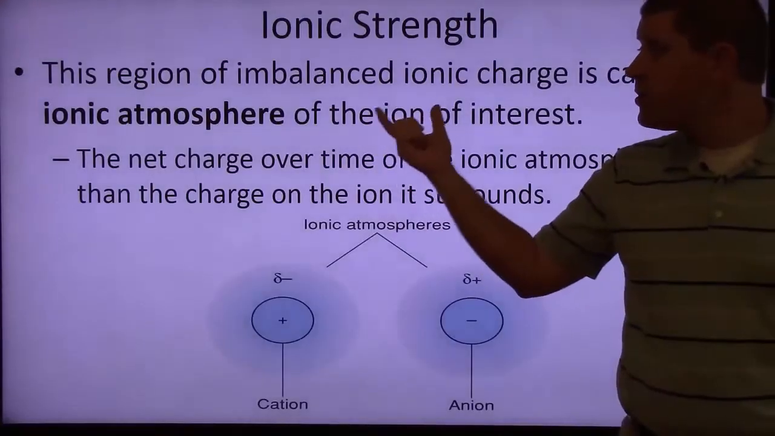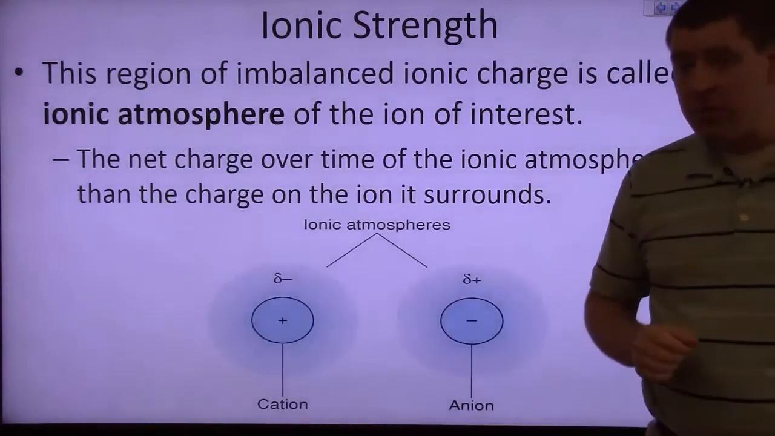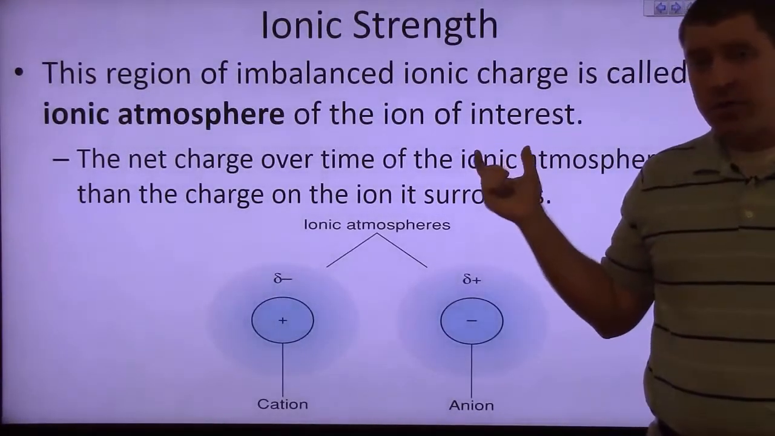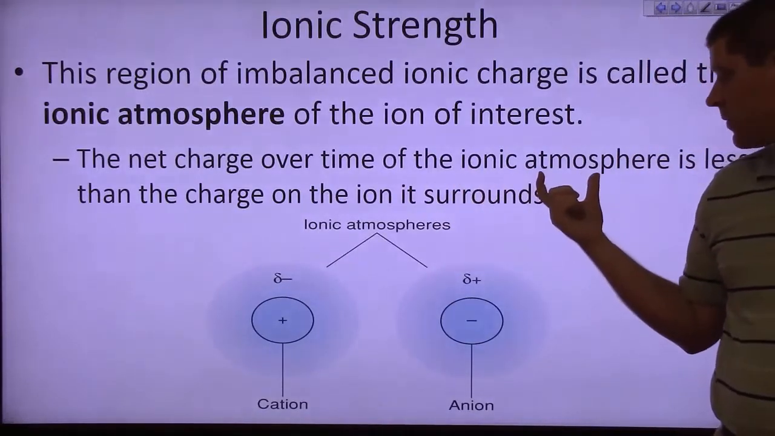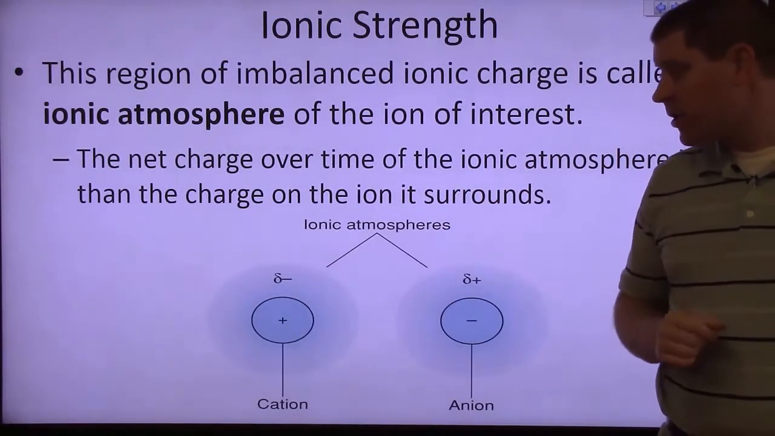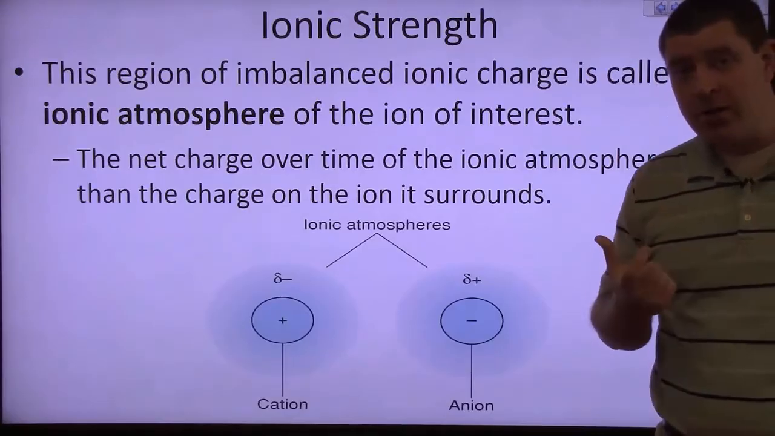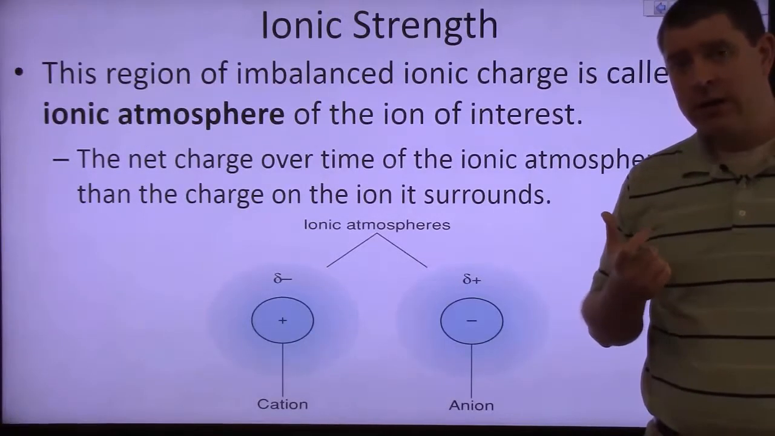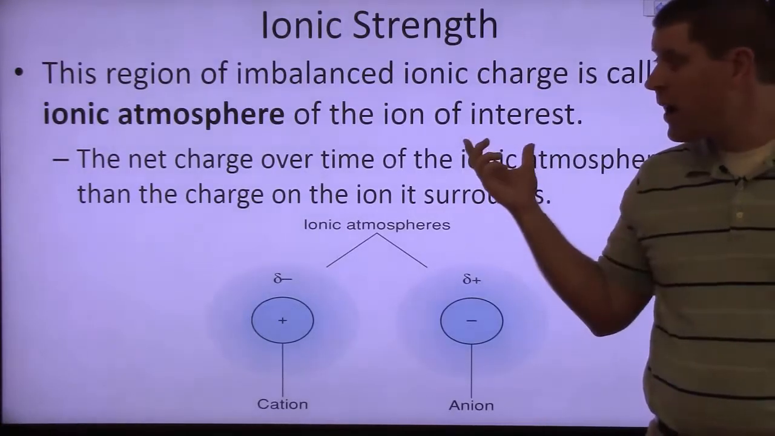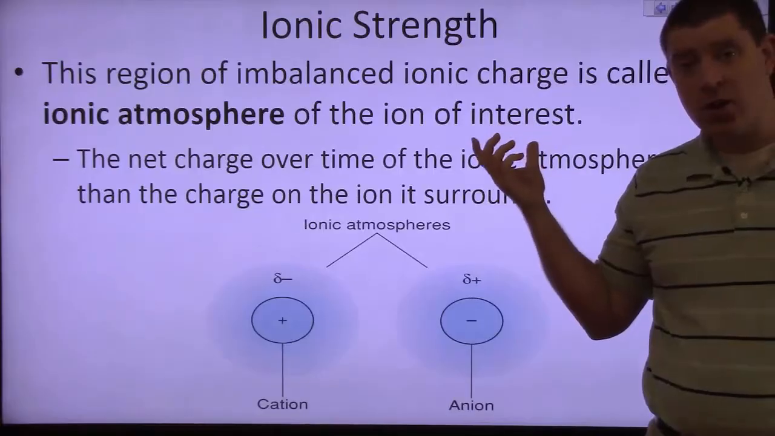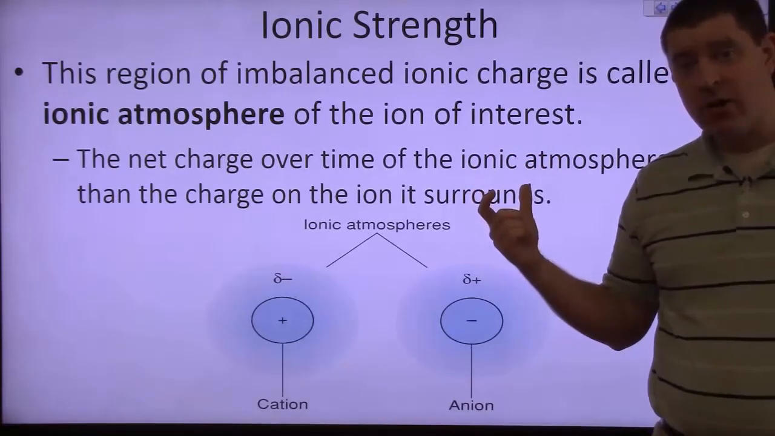This region of imbalanced ionic charge is called the ionic atmosphere of the ion of interest, so around our sulfate ion. The net charge over time of that ionic atmosphere is less than the charge on the ion it surrounds. That is, the magnitude of that net charge is less than 2, because sulfate has a charge of 2 minus.